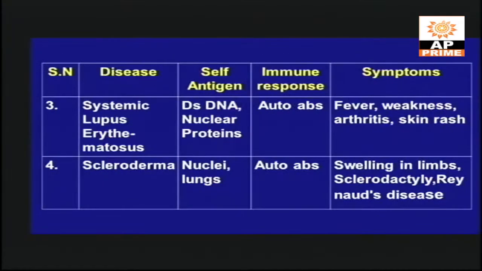So these are systemic autoimmune disorders, that is multiple sclerosis, rheumatoid arthritis, systemic lupus erythematosus, and scleroderma. These are the systemic autoimmune disorders which affect many parts of the body, and sometimes once people are encountered with autoimmune diseases, they have to face the symptoms for a lifetime.